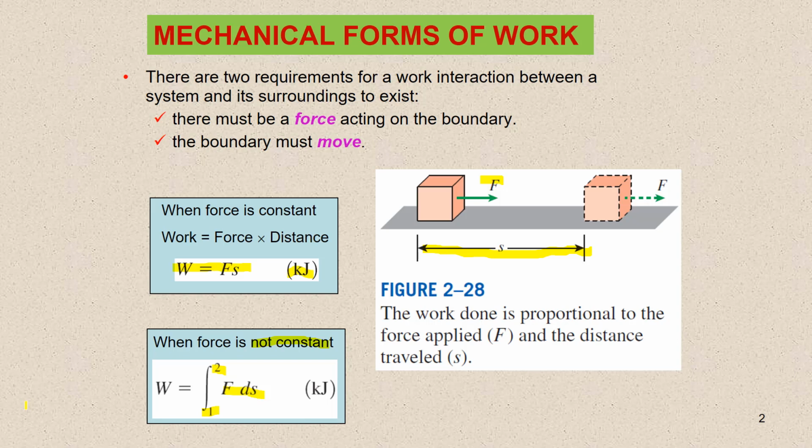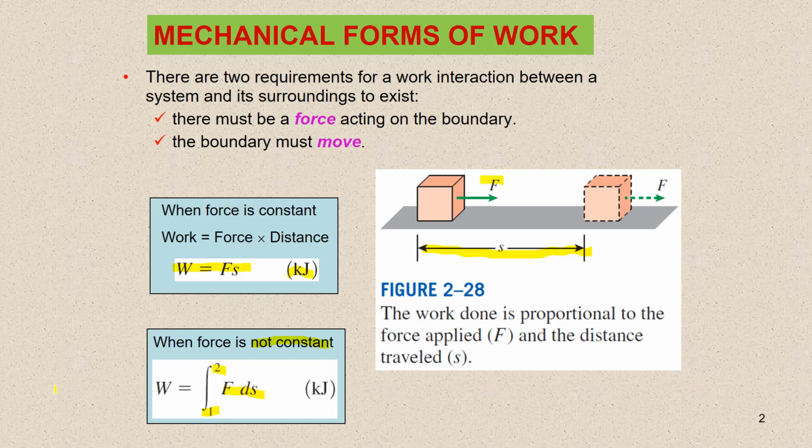The work done on a system by an external force acting in the direction of motion is negative, and the work done by a system against an external force acting in the opposite direction to motion is positive. There are two requirements for a work interaction between a system and its surroundings to exist. Number one, there must be a force acting on the boundary, and number two, the boundary must move. Therefore, the presence of forces on the boundary without any displacement of the boundary does not constitute a work interaction.